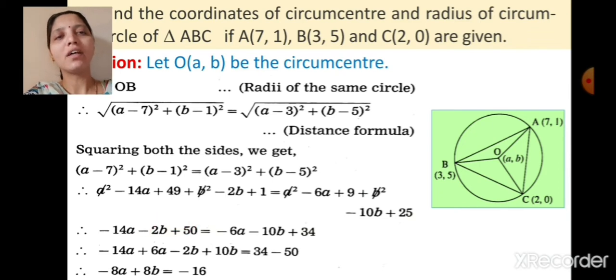Now let's shift all like terms on one side. You will get minus 14a plus 6a minus 2b plus 10b is equal to, shift this 50 to the other side, you will get 34 minus 50. Therefore, minus 14a plus 6a, you will get minus 8a plus, now minus 2b plus 10b, you will get plus 8b is equal to minus 16.